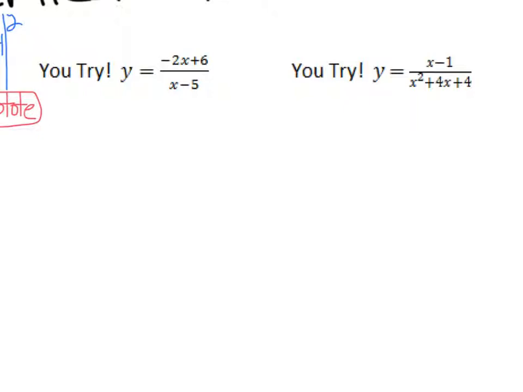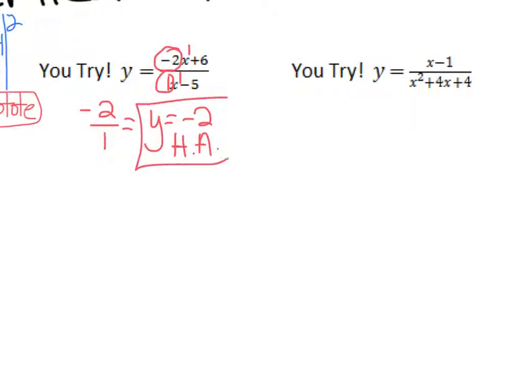So for our first you-try, again, horizontal asymptotes, check those first. So our degree in the numerator is a 1. The degree in the denominator is a 1 as well. Whenever the degree is the same, remember it's the division of the leading coefficients. Well, the leading coefficient on top is a -2. The leading coefficient on the bottom is a 1. So -2 over 1 is y equals -2 is our horizontal asymptote. So now we work on this with the vertical.